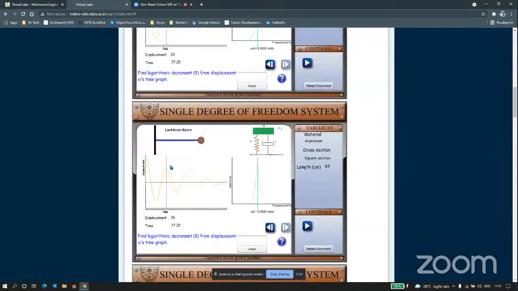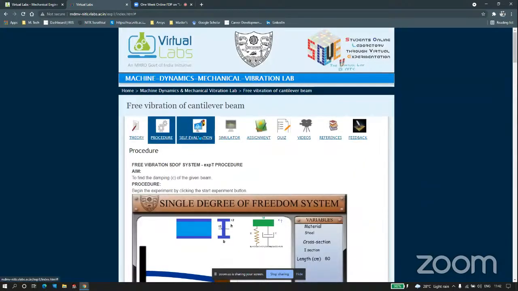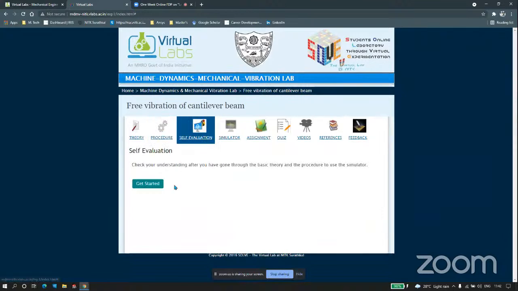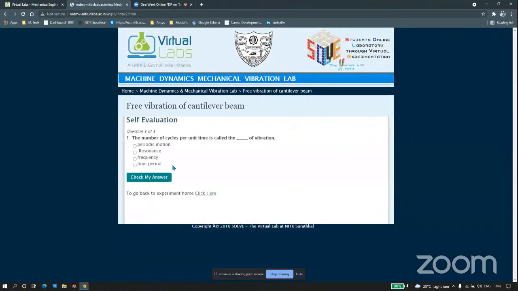So the next tab will take us to the self evaluation, that is the quiz before simulating the experiment, to check our knowledge on the experiment. So here I'll take a few examples.